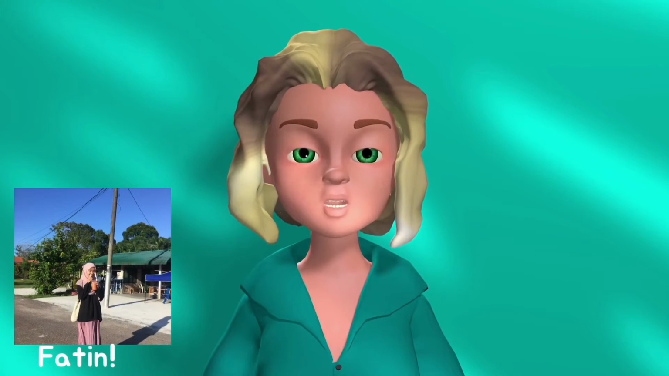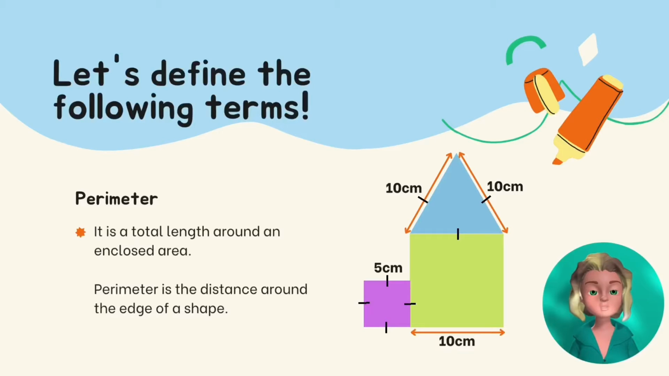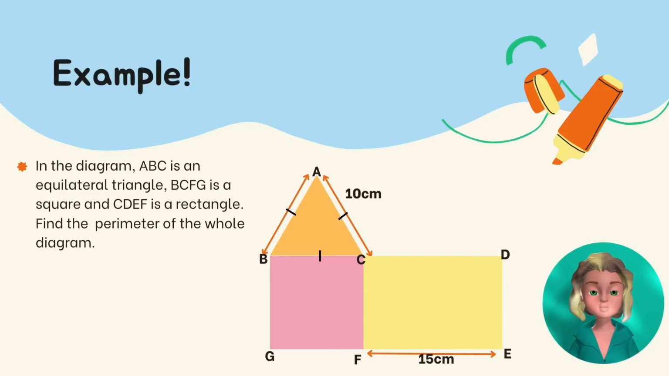Hello and hi students. My name is Fatin and I will explain the first part, which is perimeter. Now, let's get to know perimeter. Perimeter is the total length around an enclosed area. It can also be the distance around the edge of a shape. Let's take a look at an example.